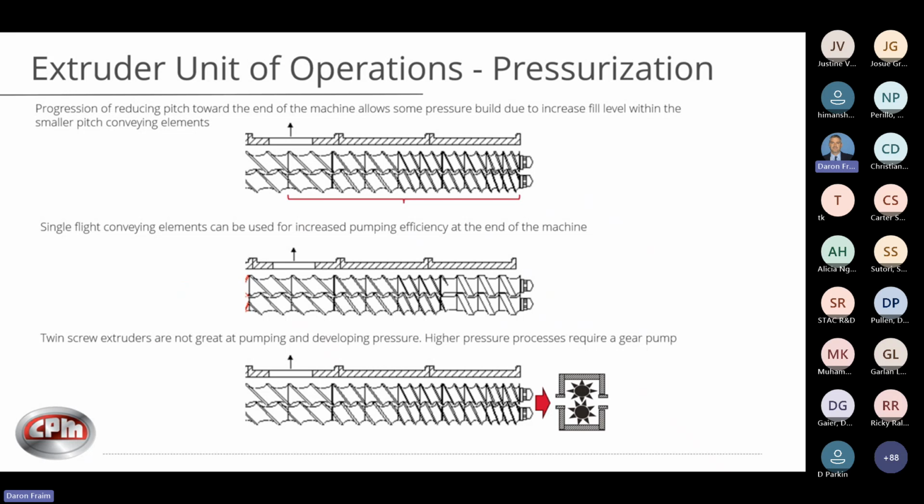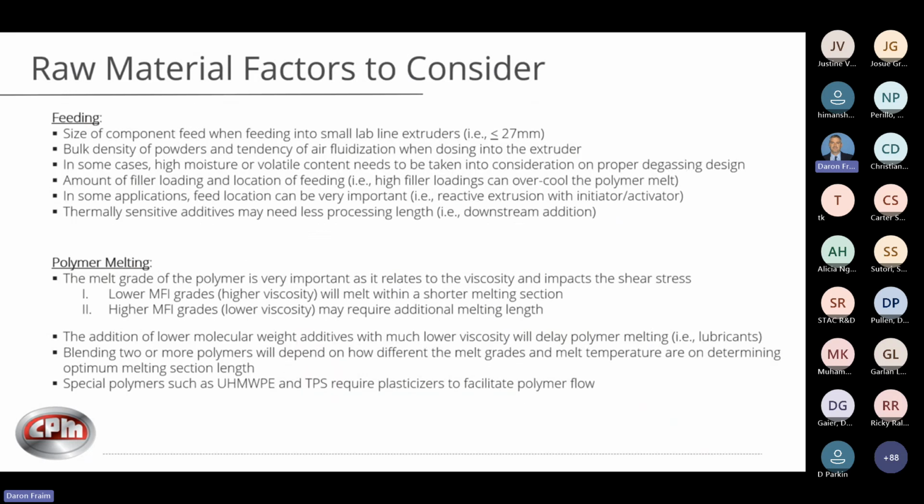And of course, if you're dealing with real high pressure processes, you may have to utilize a gear pump. This is when you're dealing with very fine melt filtration. Maybe you're trying to filter out gels and you're using really, really small or tight screen packs. The twin screw is not a great pumping device. It doesn't develop or generate a lot of pressure. So in some cases, you can install a gear pump on that machine. It takes the pressure demand off the extruder and puts it on the gear pump.